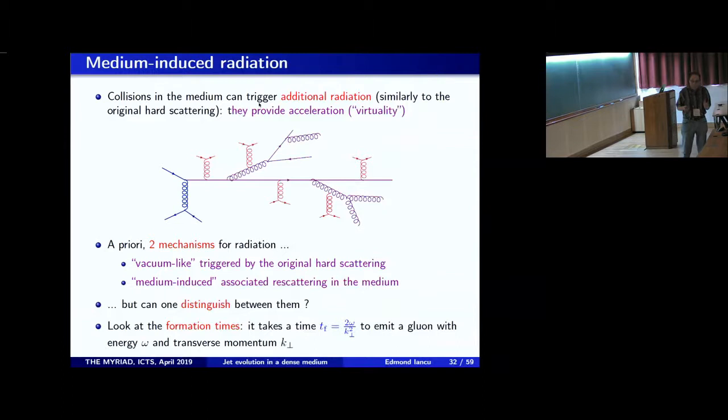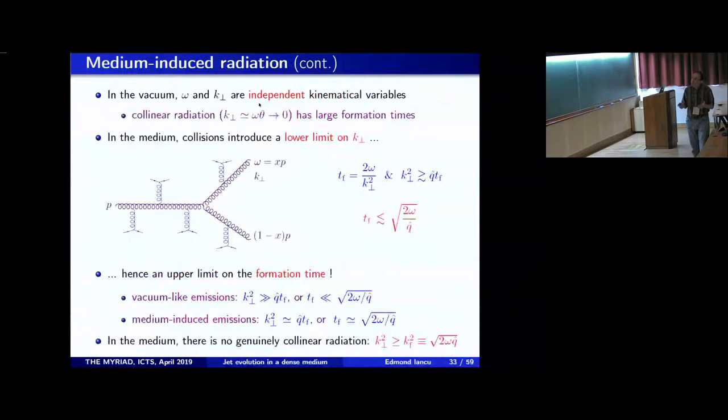There is still a clear physical criterion which allows us to distinguish, at least in a rough way, between the two types of radiation. We should look at the formation time. I remind you that it takes a time called t_F, which is omega over k perp squared, to emit a gluon which has an energy omega and transverse momentum k perp. This is universal; it comes from the uncertainty principle. Now, in the vacuum, omega and k perp are independent kinematical variables. They're just what is given by the emission vertex, according to the Bremsstrahlung probability distribution, of course.